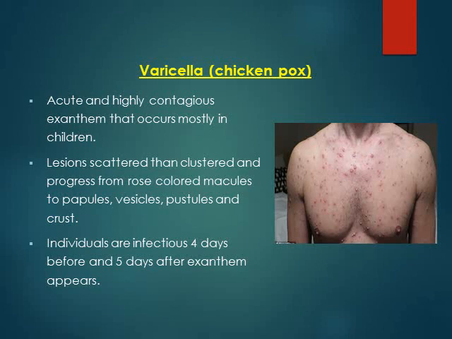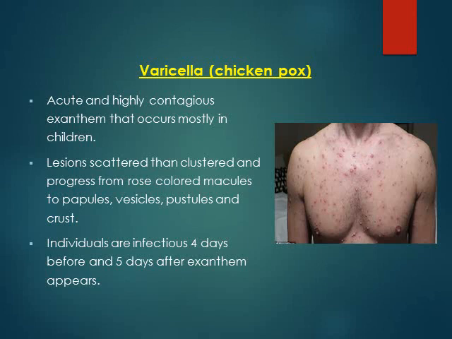Varicella is chickenpox. This is again caused by the herpes group of viruses, which is an acute and highly contagious exanthem that occurs most commonly in children. Lesions appear scattered, then clustered, and progress from rose-colored macules to papules, vesicles, pustules, and crust. Individuals are infectious for 4 days before and 5 days after the exanthem appears.